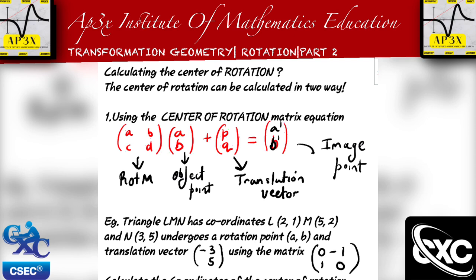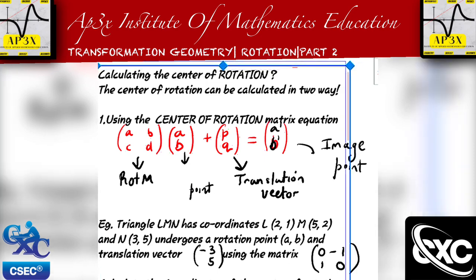Now, bear in mind that if the center of rotation moves away from the origin, in my understanding, it's seen as if the center of rotation has been translated. So then we're going to change this from being the object point.